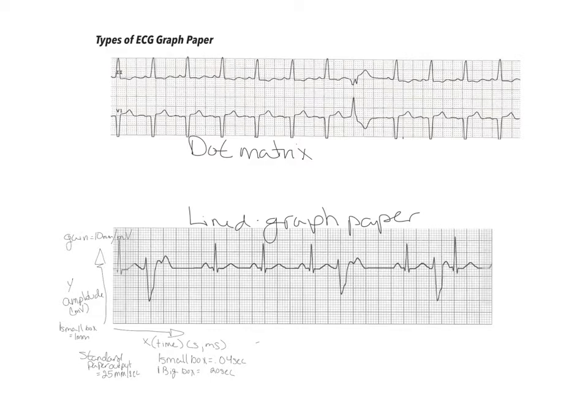The standard paper output, and what makes these true, is the 25 millimeters per second paper output, paper being printed out at that speed. For the y-axis, amplitude, millivolts, the standard gain setting on the machine is going to be 10 millimeters per millivolt. So it's 10 small boxes basically in height per millivolt.